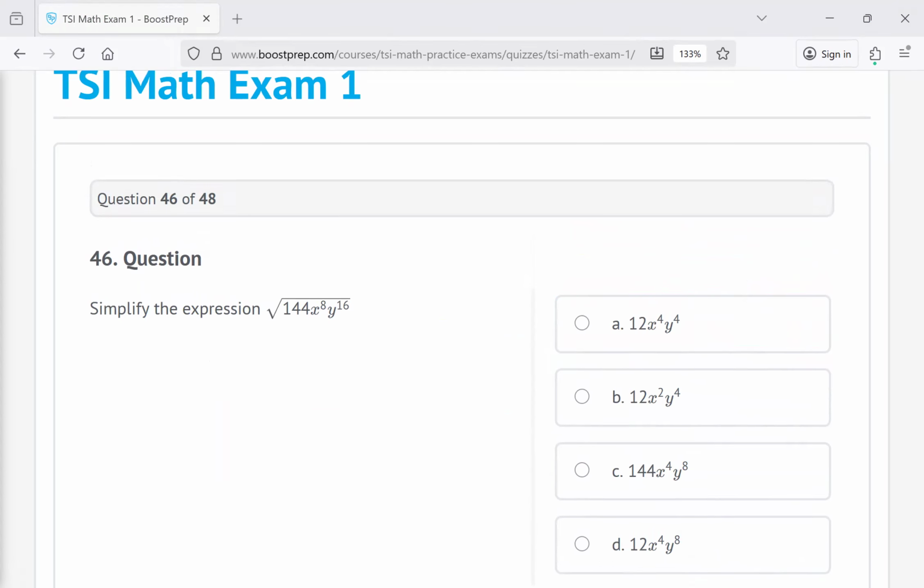This one, simplify the expression: square root of 144 x to the 8th y to the 16th. See, there's no number here, which means there's an invisible 2. So if you want, you can rewrite this as a power. This is the same thing as 144 x^8 y^16, and then just raise it to the 1/2. What's 144 raised to the 1/2? That is 12. And then what's x^8 raised to the 1/2? As you recall, when raising a power to a power, you multiply the powers. So it's really 8 times 1/2, which is 4. And then the y's, this is a 16. What's 16 raised to the 1/2? That's 16 times 1/2, which is 8, not 4. So that would be 12x^4 y^8, letter D.